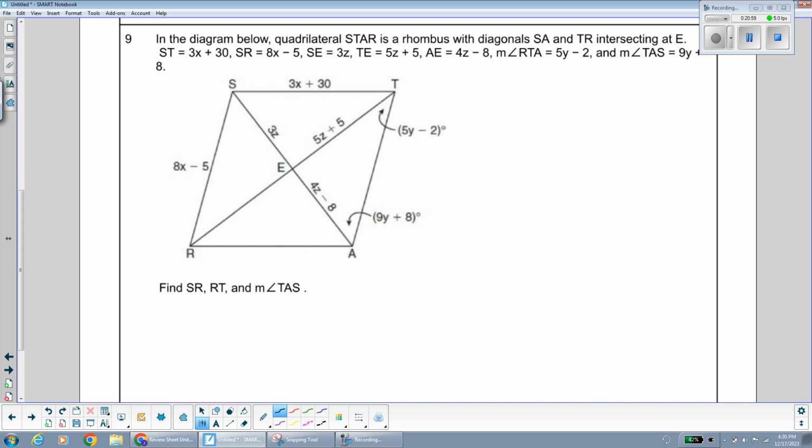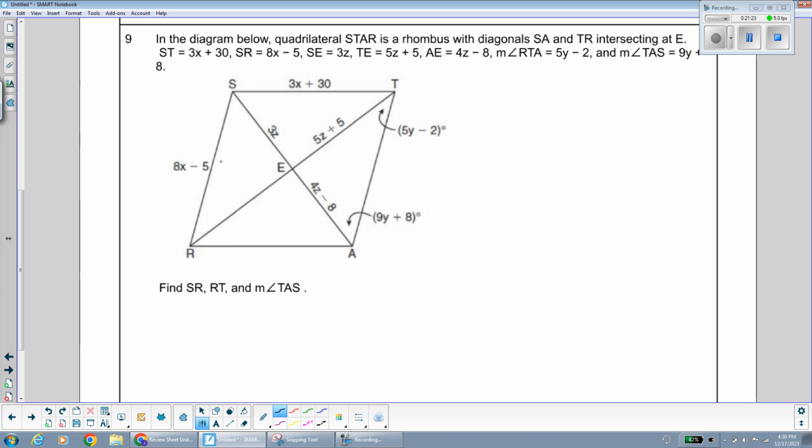Moving on to number 9, we have a rhombus here, and it has diagonals, and we need to find a bunch of different things. First, we're going to start off with finding SR. When I take a look at SR, that is a side of the rhombus, and it has an expression that uses the variable x. Right now, I'm going to try to set up the equation to solve for x, and then I can take my x value and find the length of SR.